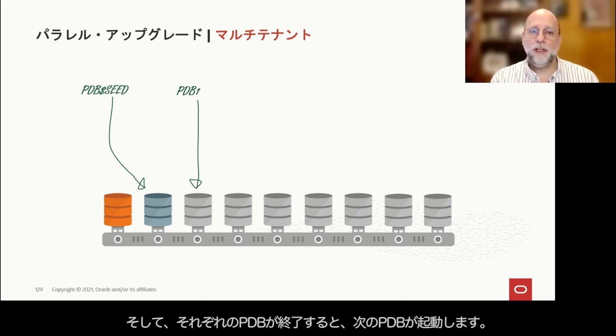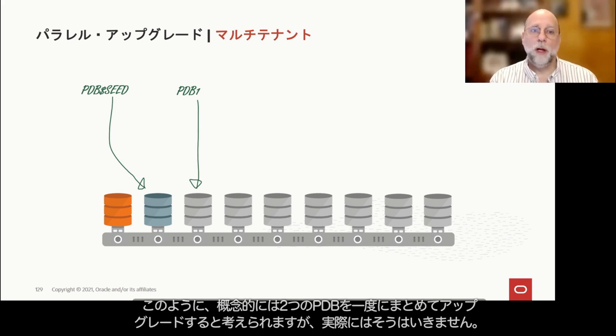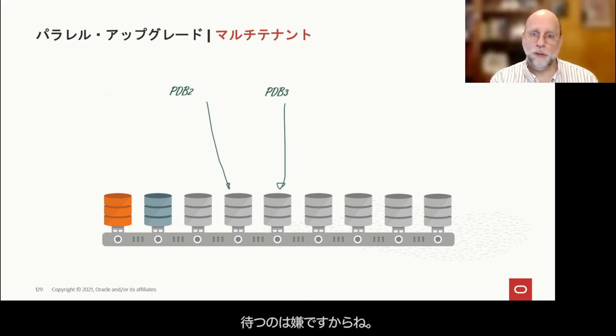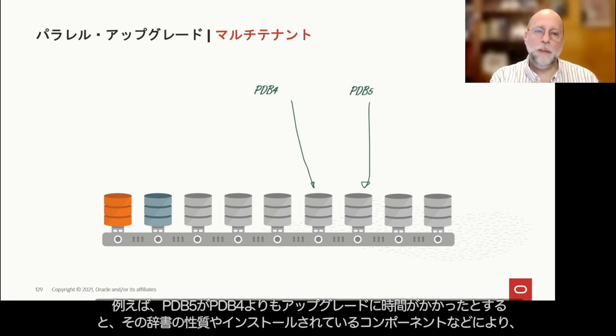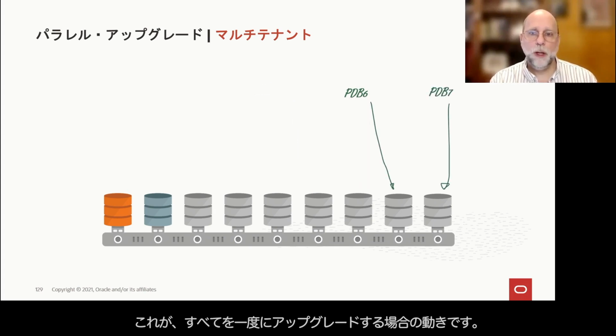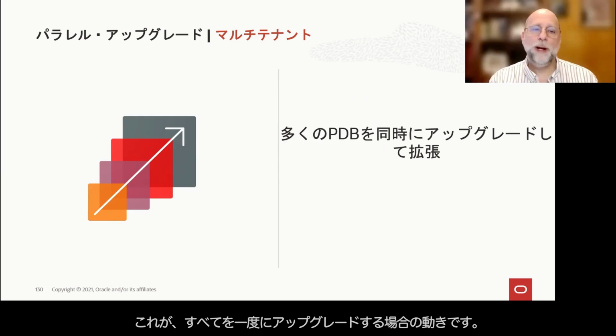Then as each individual PDB finishes, the next one will start up. So even though conceptually we would think about this as upgrading batches of 2 PDBs at a time, it doesn't quite happen that way because we try to be more efficient. We don't want to wait. Say PDB5 here took a lot longer to upgrade than PDB4 due to the nature of its dictionary, the components installed, or what have you. Then PDB6 would still start up as soon as PDB4 was finished. So that's how it works when you're upgrading everything at once.